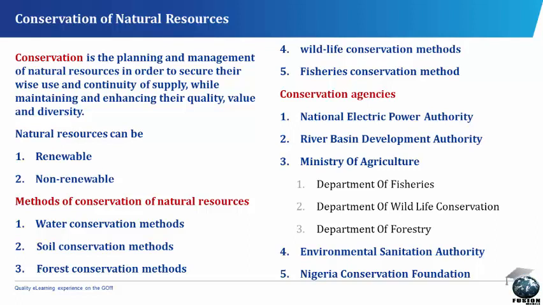There are different methods of conserving natural resources. They include the water conservation method, soil conservation method, forest conservation method, wildlife conservation method, and fisheries conservation method. Water conservation methods include: 1. By irrigation to reactivate especially areas that lack adequate water.